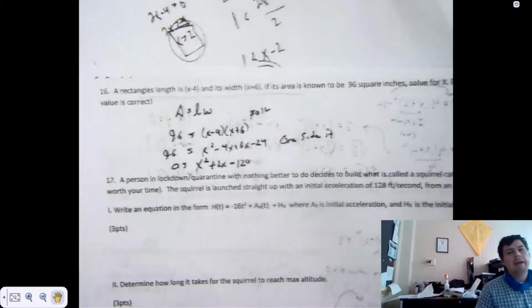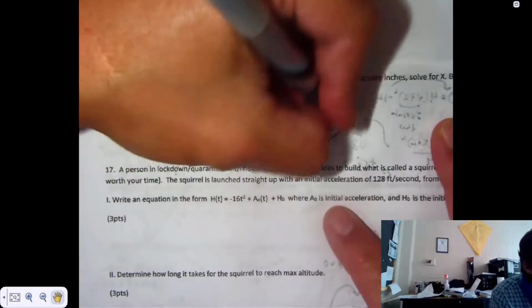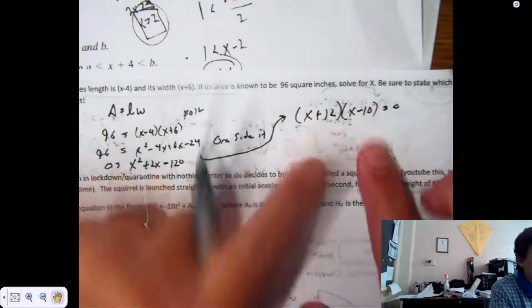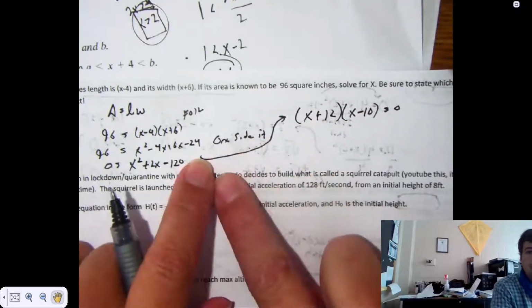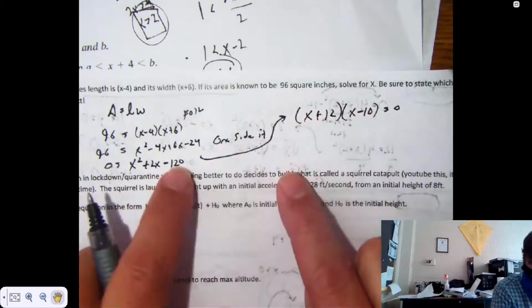And you might be thinking, man, there's no way that factors. Oh, yes, it does. Positive 12 times a negative 10 is your negative 120. That's 12x, that's negative 10x, there's your 2x.